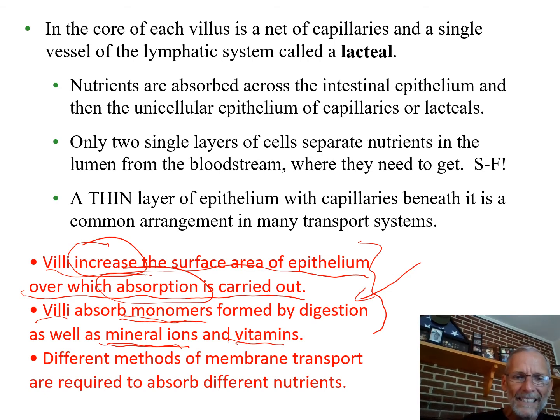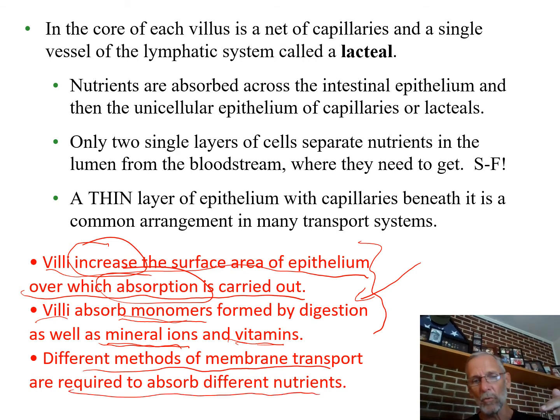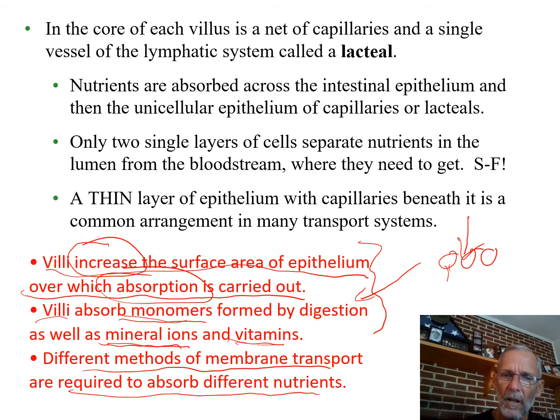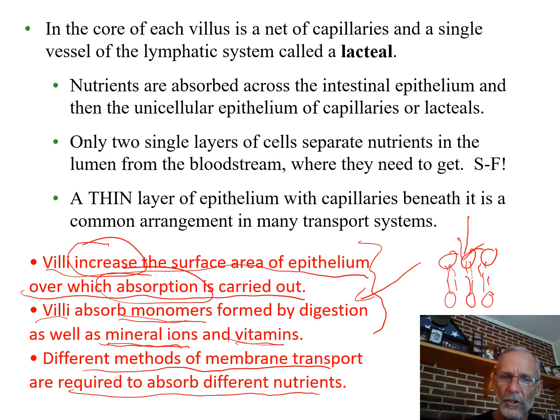Okay. Different methods of membrane transport are required to absorb different nutrients. This goes back to more review. What are they talking about? Passive transport. Like what? Like simple diffusion. What did that mean again? You're going through the phospholipid part of a cell because you are maybe a fatty acid and you're nonpolar. That would be an example of simple diffusion.